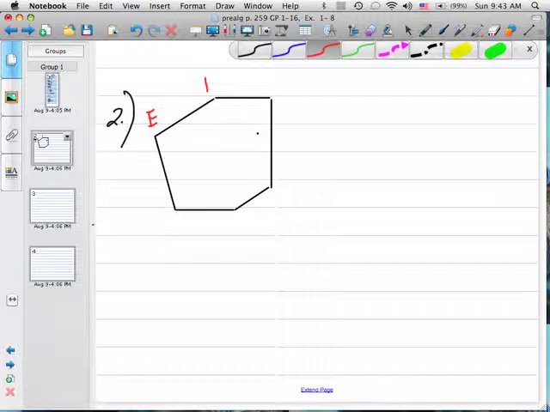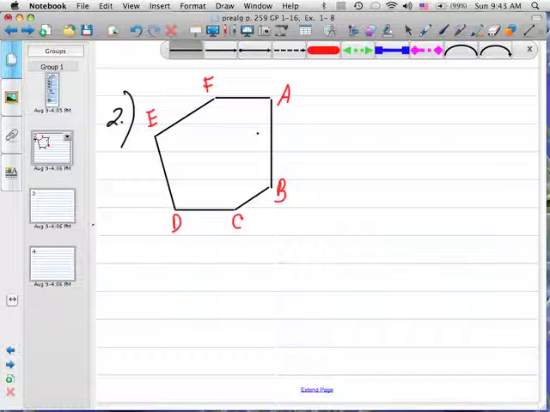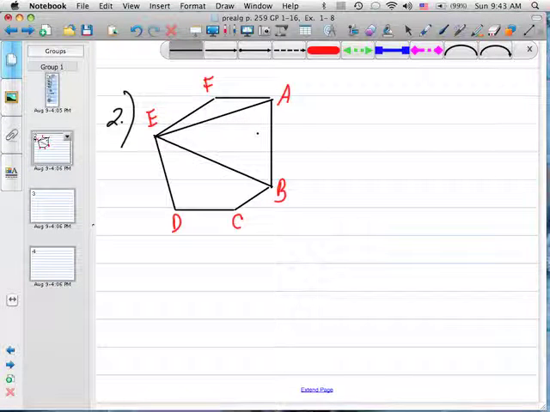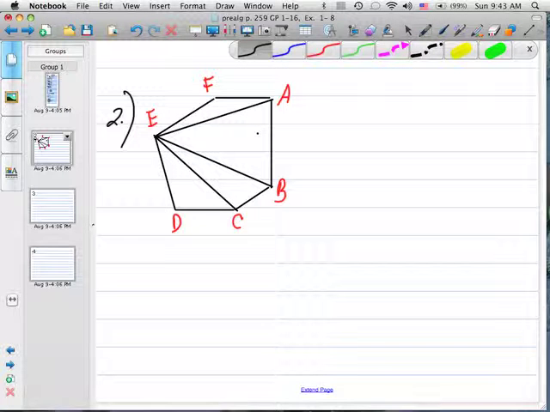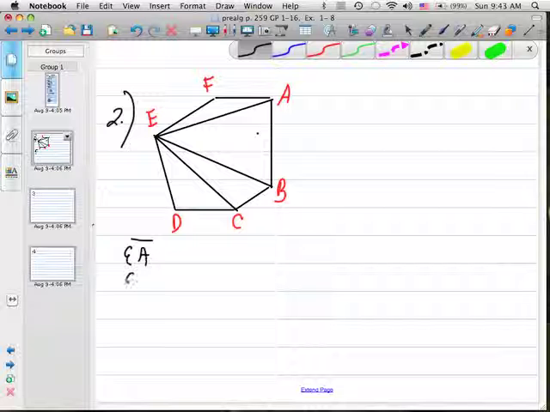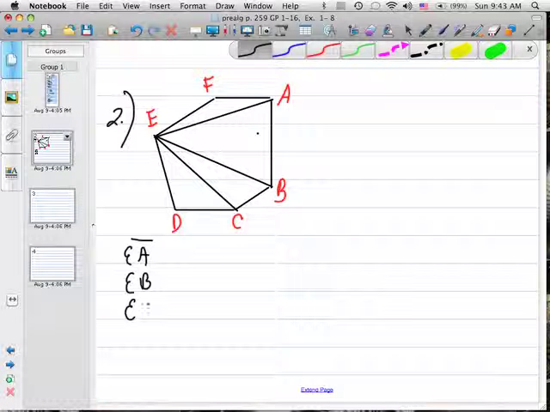So E, F, A, B, C, D. List all of its diagonals. I want you to actually draw the diagonals if it's possible. So I'm going to start at E, and I could get a diagonal here, and here, and here. So right now I have the following diagonals: EA, EB, and EC.